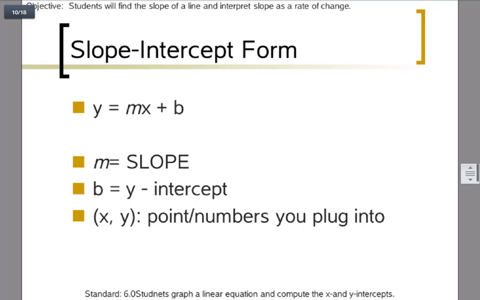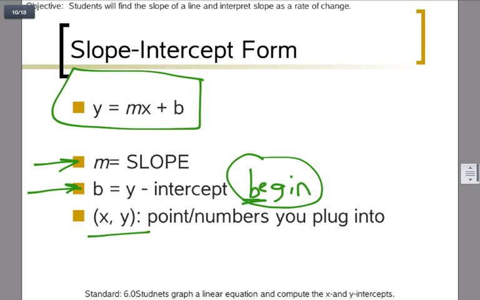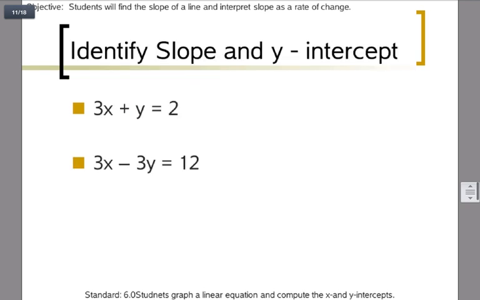Alright, now we're going to be taking a look at slope-intercept form. Slope-intercept form is this equation y equals mx plus b, where m is your slope, b stands for the y-intercept, it's also where we begin, and yes, of course it should be spelled begin, but we start here. Okay, x, y is just a coordinate that you would plug numbers into.